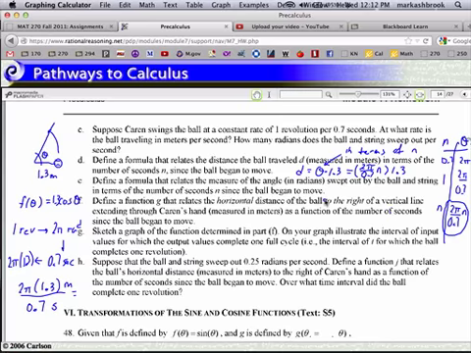Define a formula that relates the measure of the angle in terms of the number of seconds. Well, we had to do that to get this one. We already did it, right? To measure the angle in terms of the number of seconds, that's our 2 pi over 0.7 all times n. We already did that.